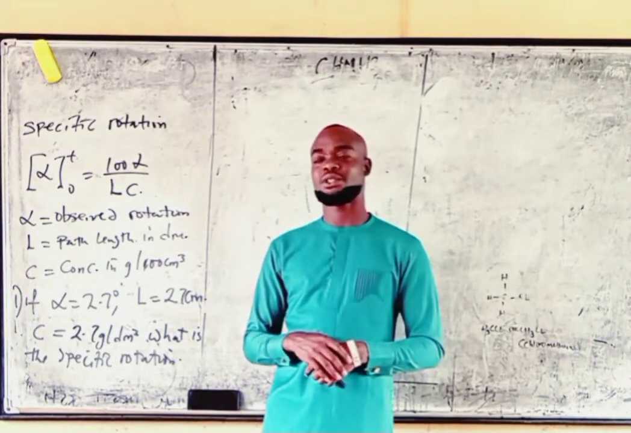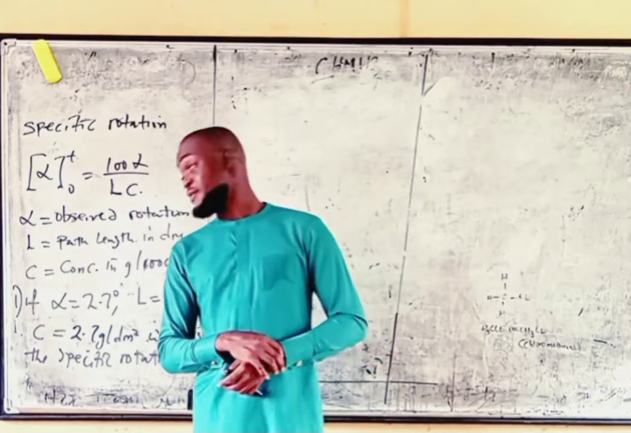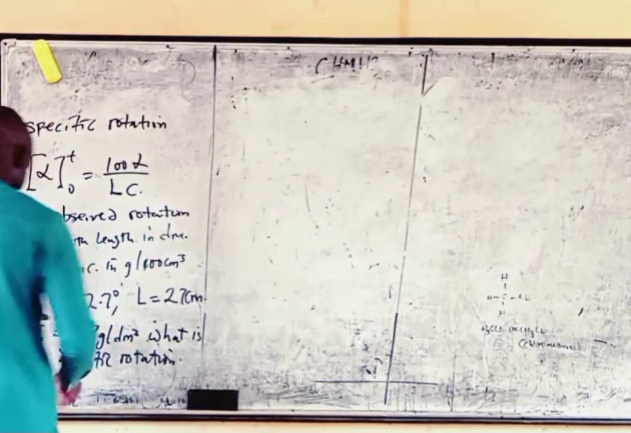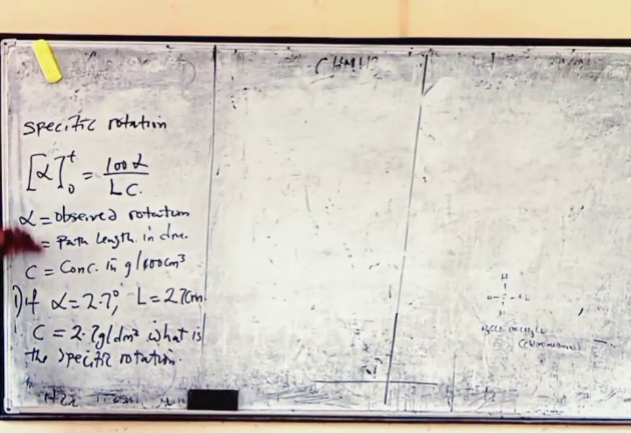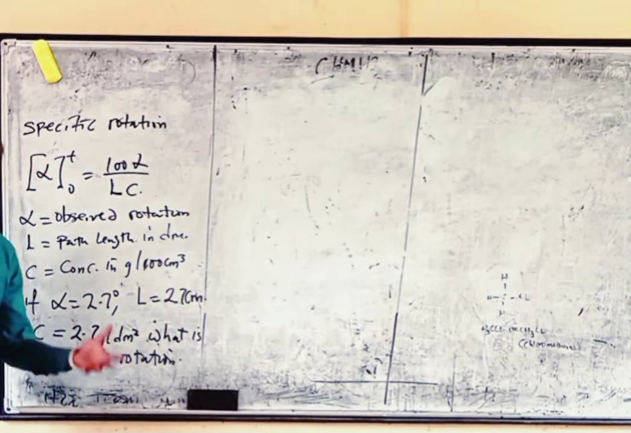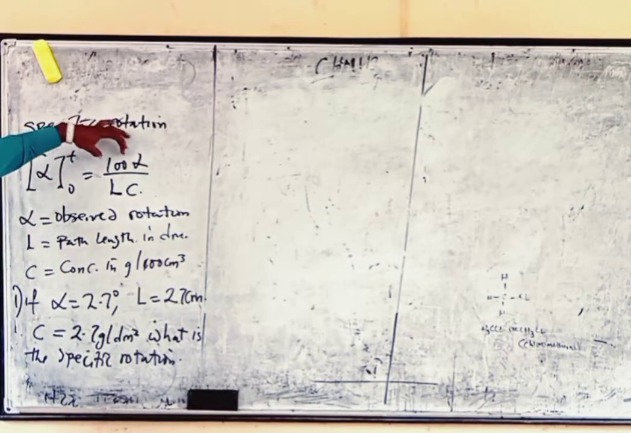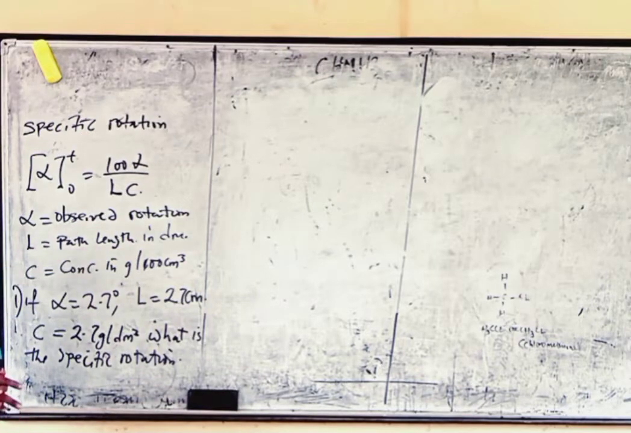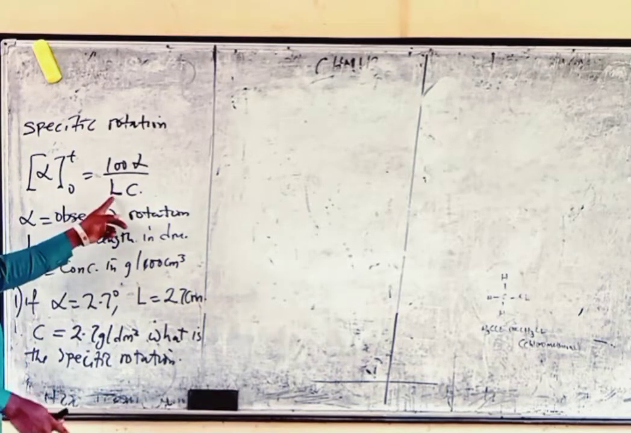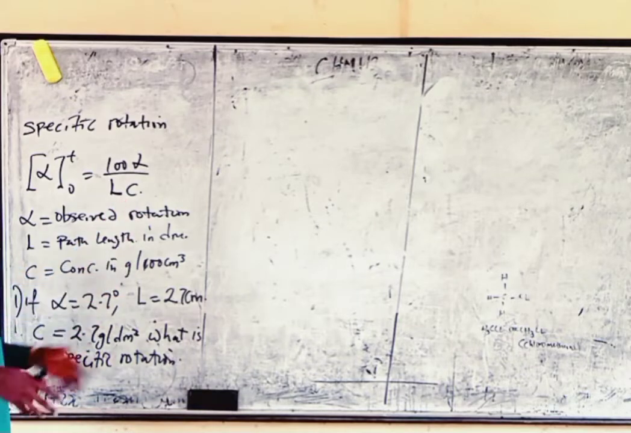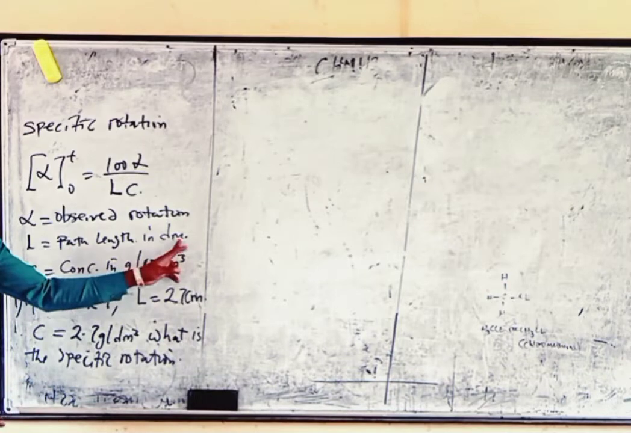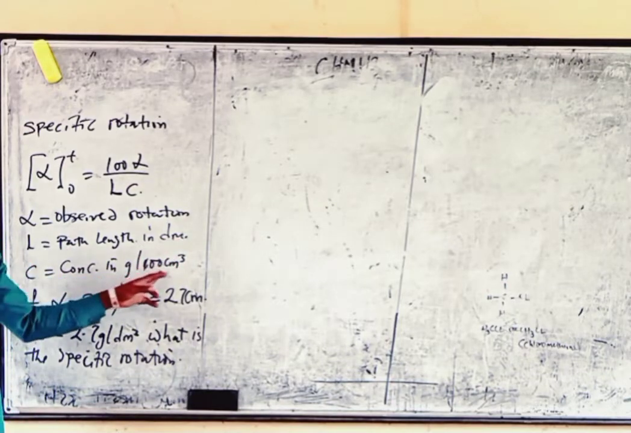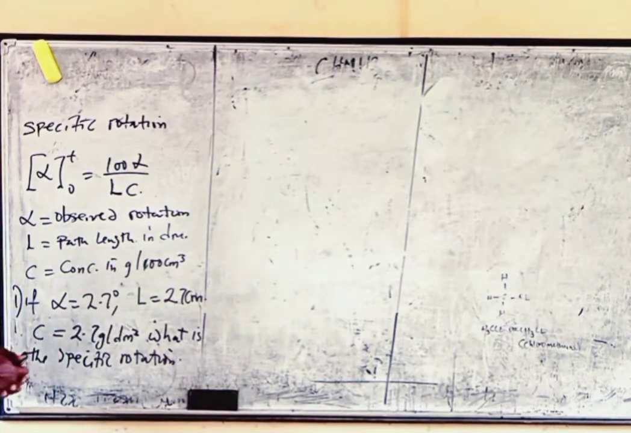Now let's say we have a question of a compound that gives an observed rotation. Look at the formula we have here. Everything you have here, we call it specific rotation. This alpha means observed rotation, l is the path length, then c is the concentration. The length is in decimeter, then the concentration is in grams per 100 cm cube. Please take note of that, it's very important.